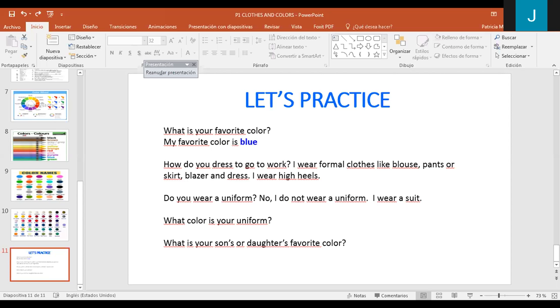What is your son's or daughter's favorite color? My son's favorite color is orange. My daughter's favorite color is green. Okay, excellent. Her favorite color, your daughter's, is green.